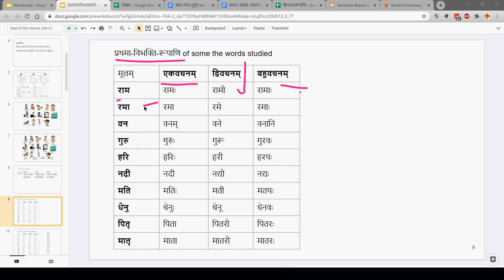Rama, Akaranta, Pullinga Shabda becomes Ramaha. Akaranta, Napunsakalinga Shabda becomes Vanani. Ukaranta, Pullinga Shabda becomes Guravaha. Guru is Guravaha. Then Hari becomes Harayaha. Nadi becomes Nadyaha. Mati becomes Matayaha. Dhenu becomes Dhenavaha. Pitru becomes Pitaraha. Matru becomes Mataraha. Okay.